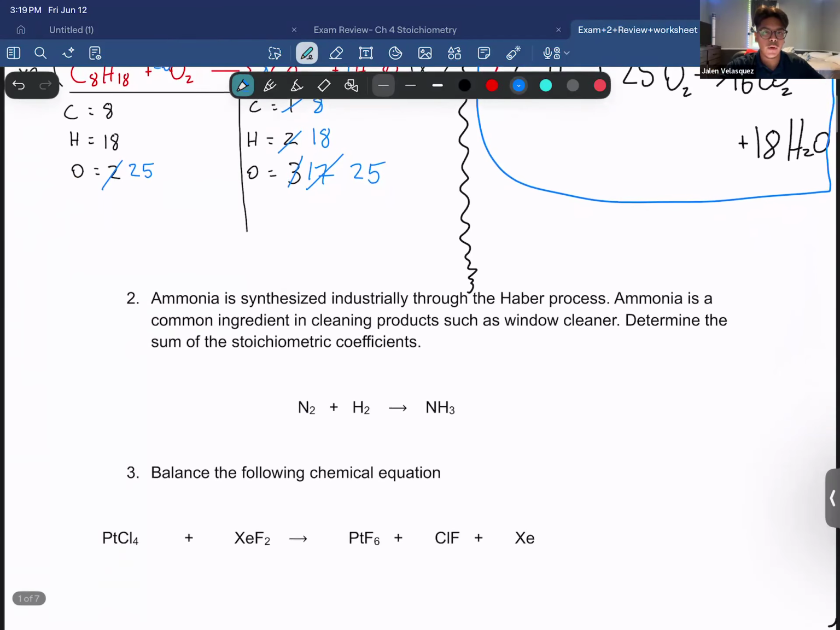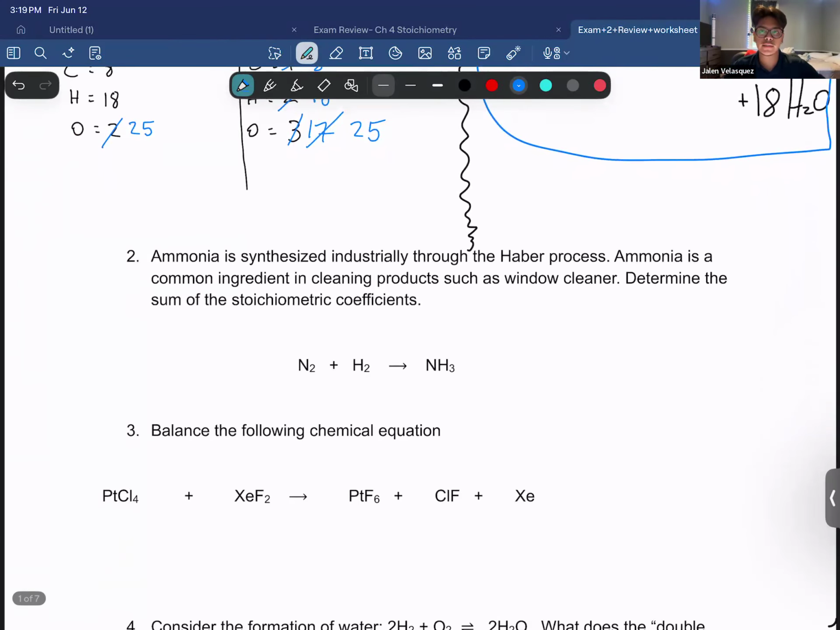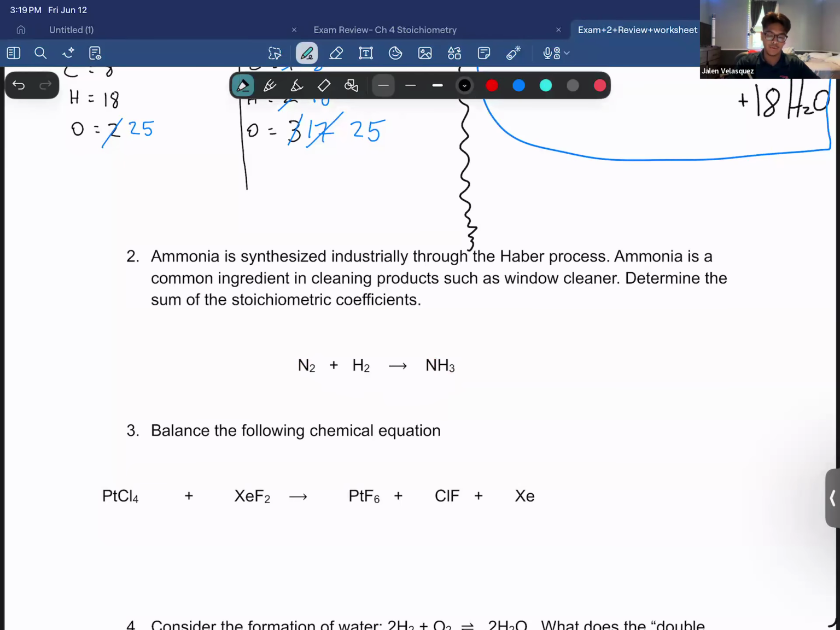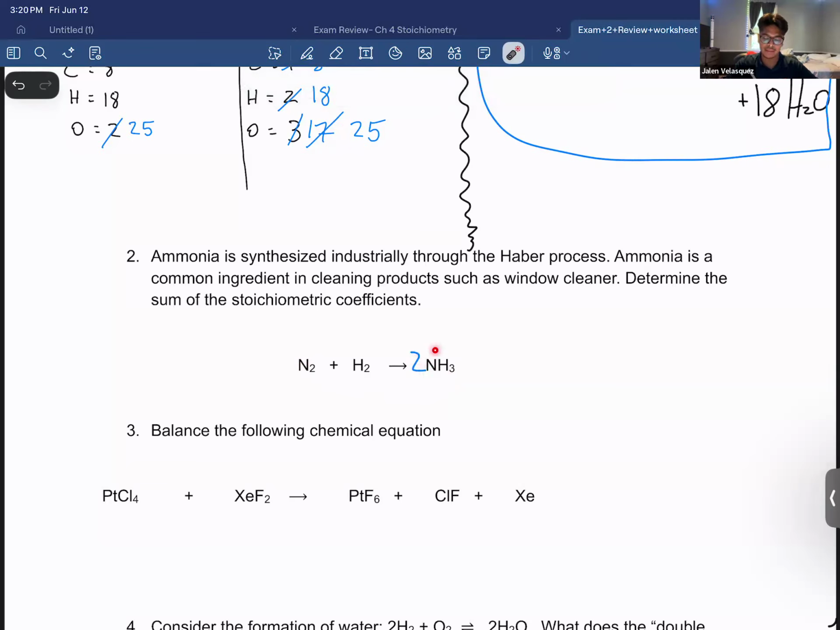Number two says ammonia is synthesized industrially through the Haber process. Ammonia is a common ingredient in cleaning products such as window cleaner. Determine the sum of the stoichiometric coefficients. We have N2 plus H2 gives you NH3. This equation is not balanced, so let's start with balancing the nitrogens first. I have two here versus just one here. If I put a 2 in front of NH3, that gives me two N's, and now it gives me six H's. So the nitrogens are equal.